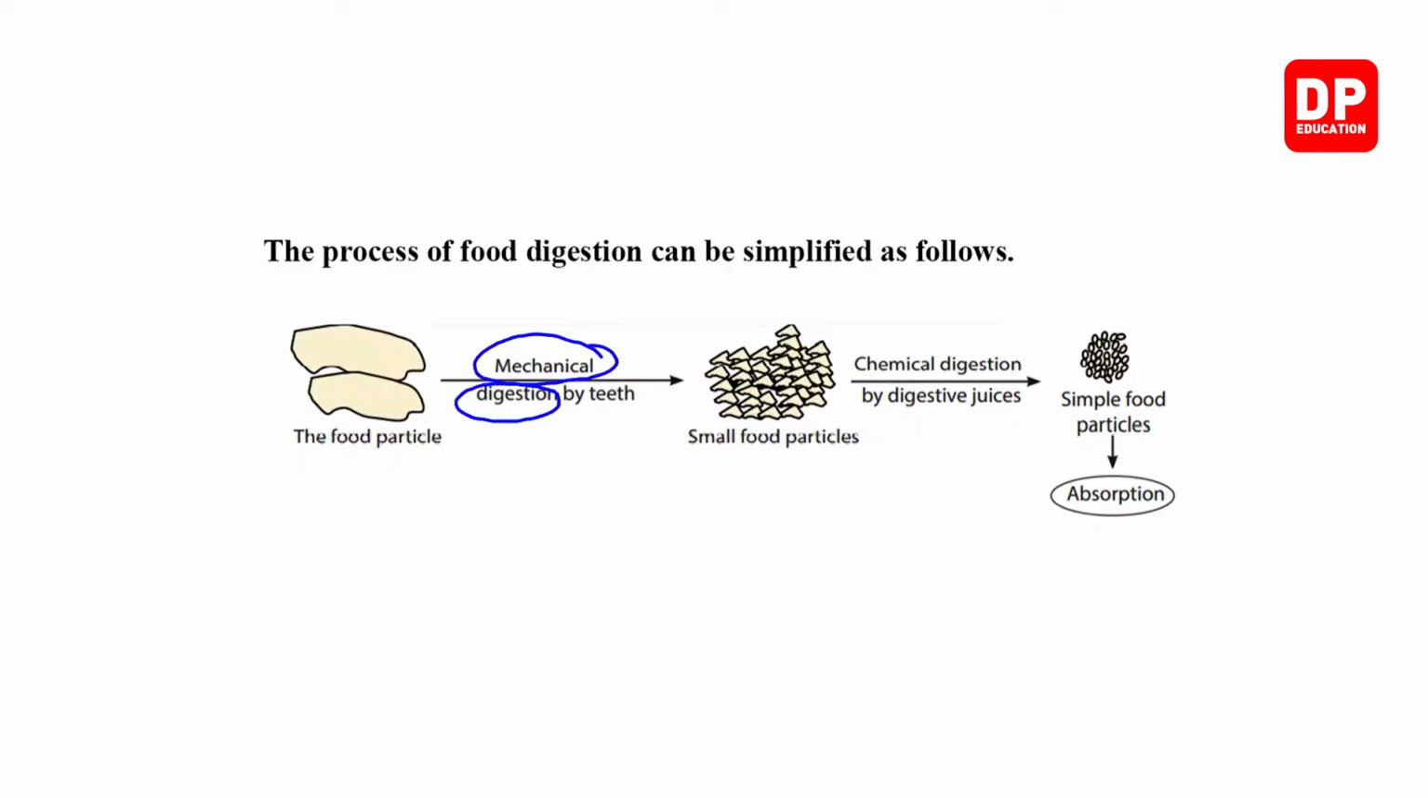The second step is small food particles are broken into even smaller food particles, so simple food particles. This is known as chemical digestion. Chemical digestion is done by digestive juices, so we can simply say enzymes. Right, children? Now these simple food particles can be absorbed by your body.